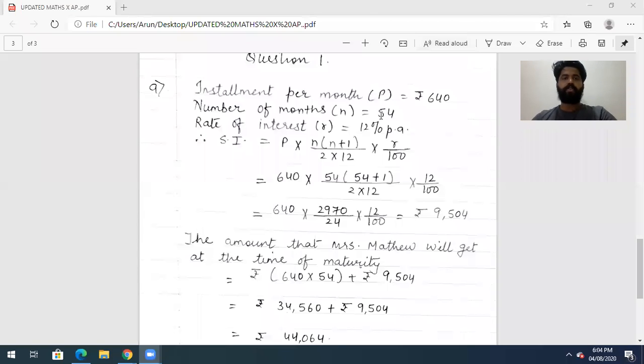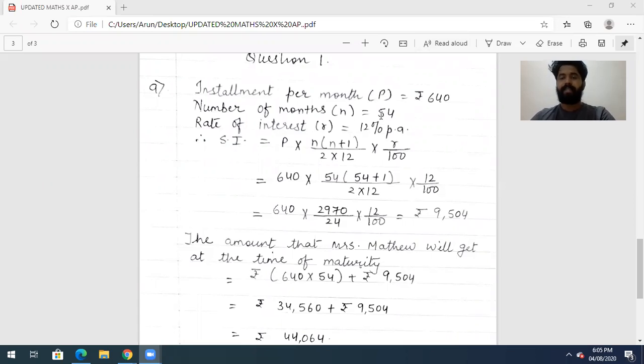Hello everyone. So now we are going to go through the solution for the cyclic test 1 examination, the portion for which included questions from banking as well as shares and dividend. So let's start with the solution for this first question.